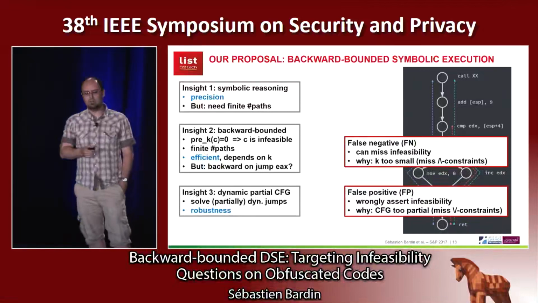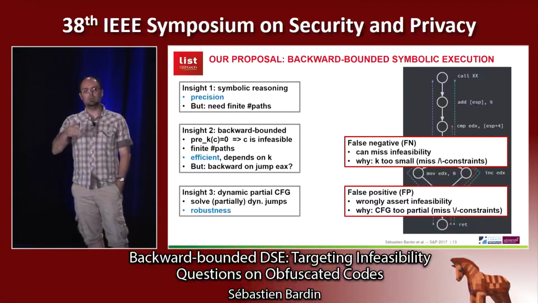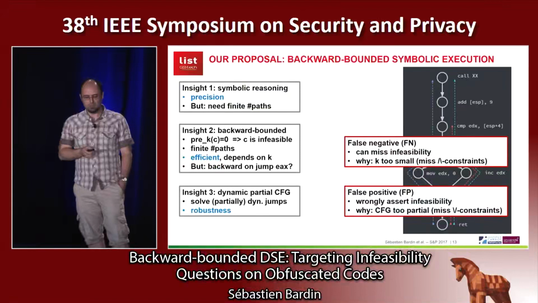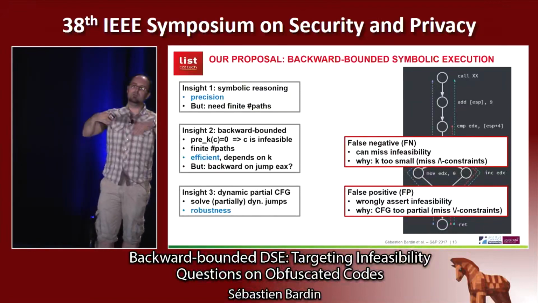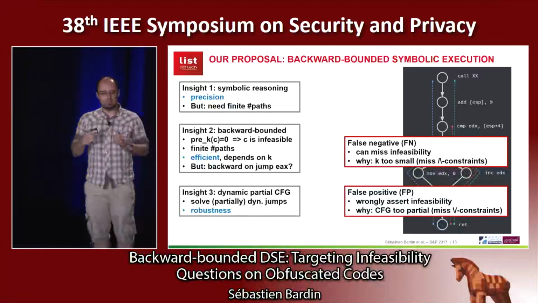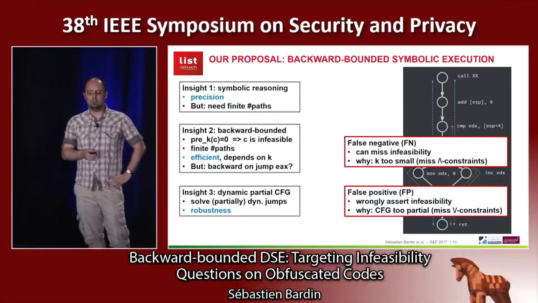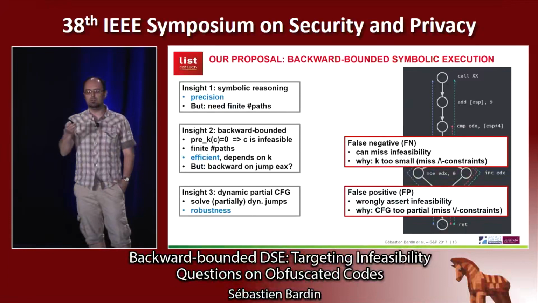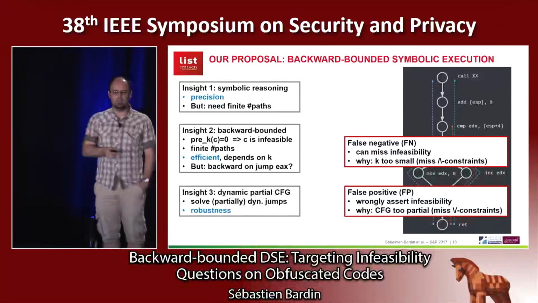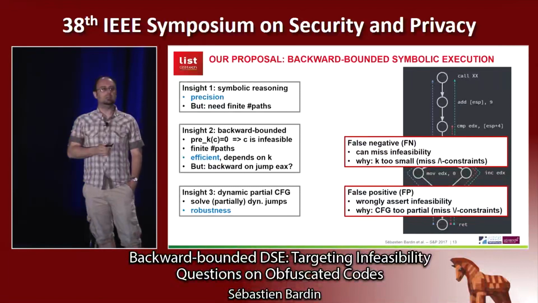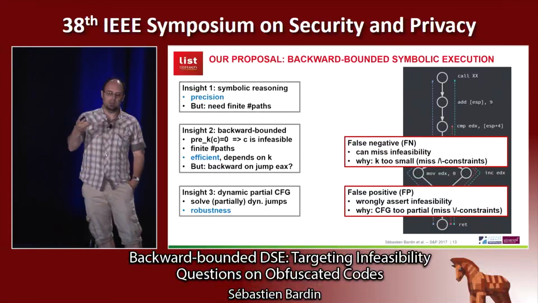So we typically have false negatives because we have a backward bound on the reasoning. Basically, we can miss some infeasibility proof because if the bound K is too small, we will not gather enough constraints to understand that the set of predecessors is empty. In some way, we miss some conjunctive constraints. This is the usual trade-off of this kind of reasoning. So the usual solution is to increase K. It is more expensive, but you prove more things.